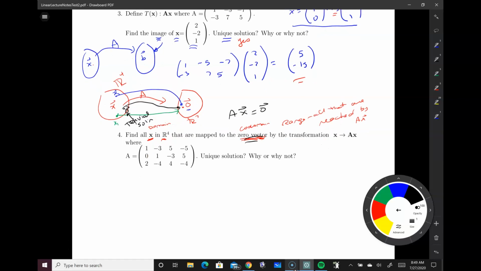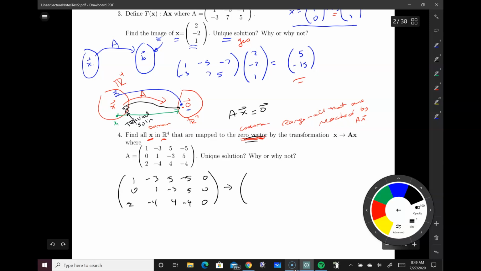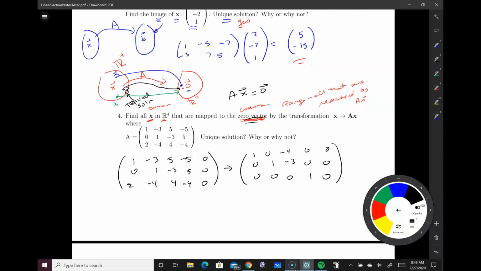All right, now I'm going a little long here. I'll finish up in a second. So here we go. I'm setting up the augmented matrix. 1, -3, 5, -5, 0, 0, 1, -3, 5, 0. Oops, 2, -4, 4, -4, 0. Okay, so in your calculator, reduced echelon, 0, 0, 0, 1, -3, 0, 0, 0, 0, 0, 1, 0. Okay, so from this, you pause and see if you can get the correct solutions out of here. What do these rows mean?